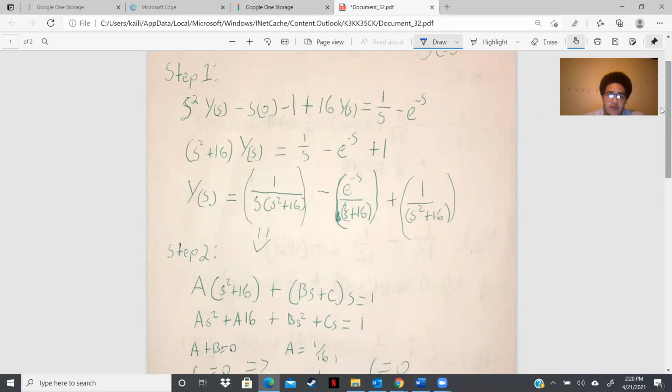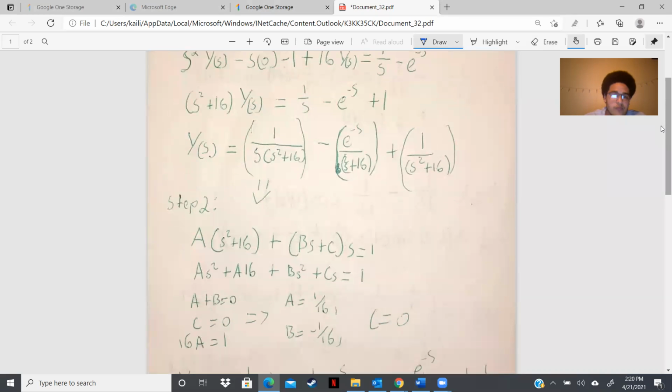Start separating some variables. I got everything with Y of s on this side, and I put the 1 over here. And we got Y of s by itself, and now we've got our first clause done, which is Y of s equal to 1 over s times s squared plus 16, minus e to the negative s over s squared plus 16, plus 1 over s squared plus 16.